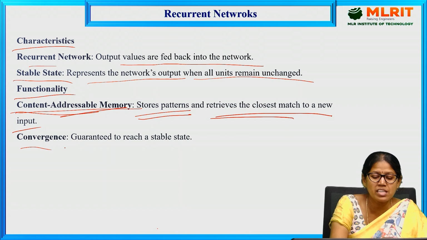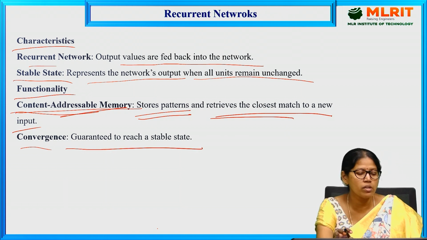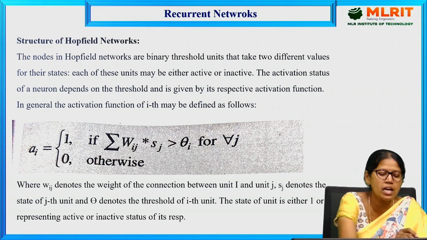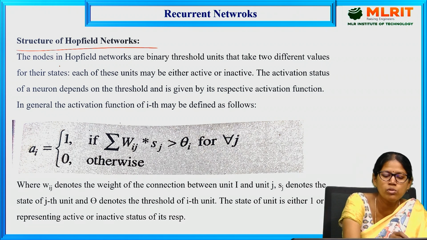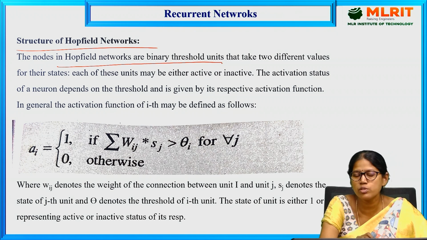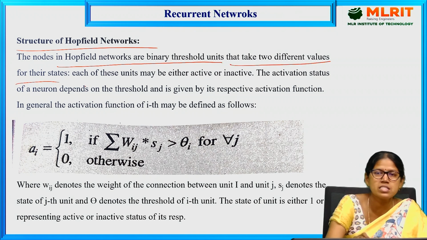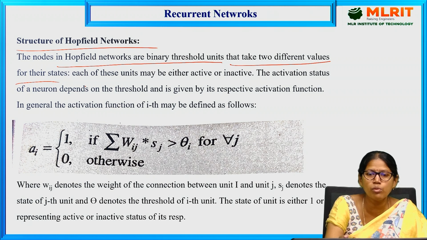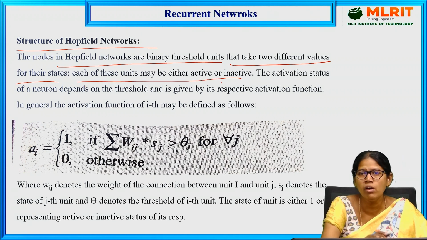Next, convergence: guaranteed to reach the stable state. Definitely it will reach the equilibrium state. Let's see the structure of the Hopfield network. The nodes in Hopfield networks are binary threshold units that take two different values for their states, 1 and -1. Each of these units may be either active or inactive. Active means 1, inactive means 0.